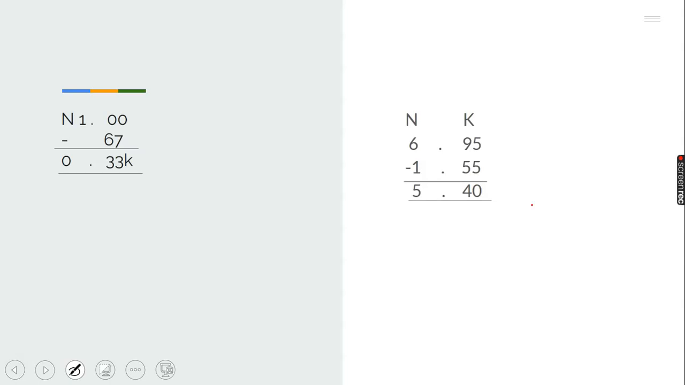Okay, now the next exercise we have here is subtraction of money. We want to subtract, and subtract means taken away. How do we subtract? We've looked at addition before. Now we are looking at subtraction.